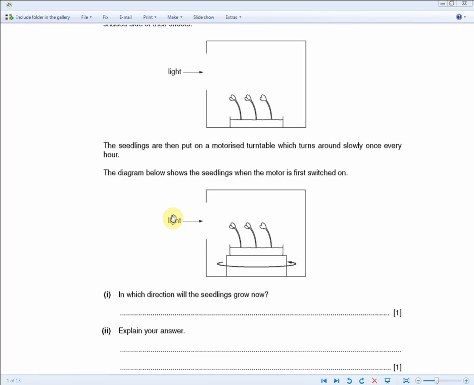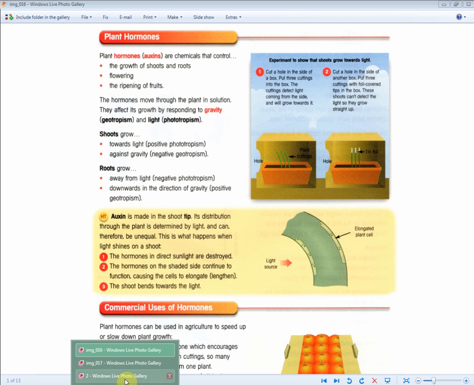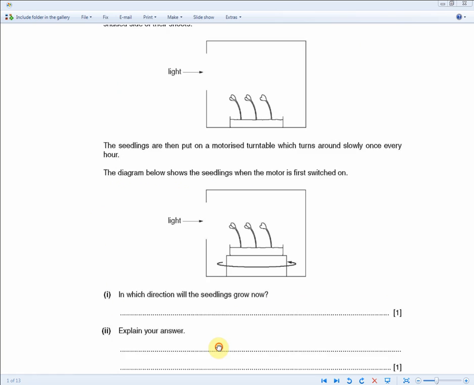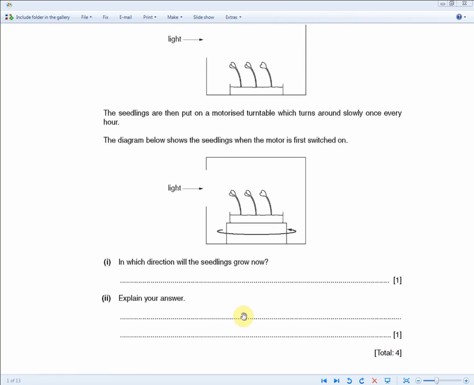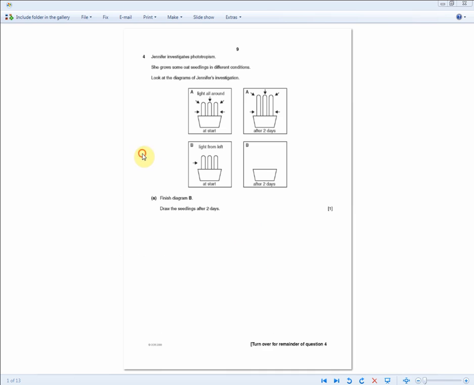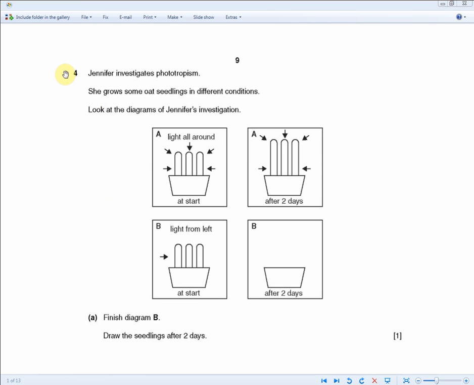Well, if light is hitting it from all directions because it's turning on a turntable, it will now grow straight. To explain, your answer is simply because there's an equal distribution of the auxin. So that's why it will go straight up. So 2 marks. We have another question on auxin, and it reads, Jennifer investigates phototropism. She grows some oat seedlings in different conditions. Look at the diagram of Jennifer's investigation.